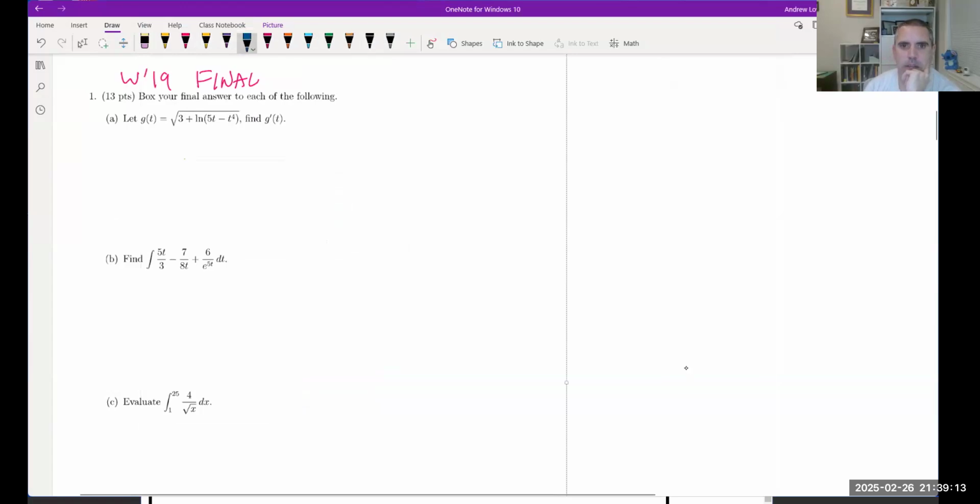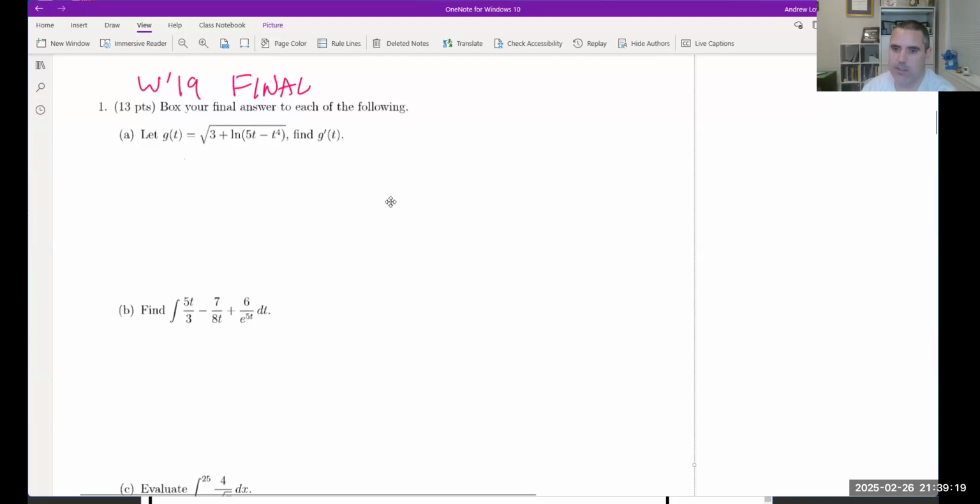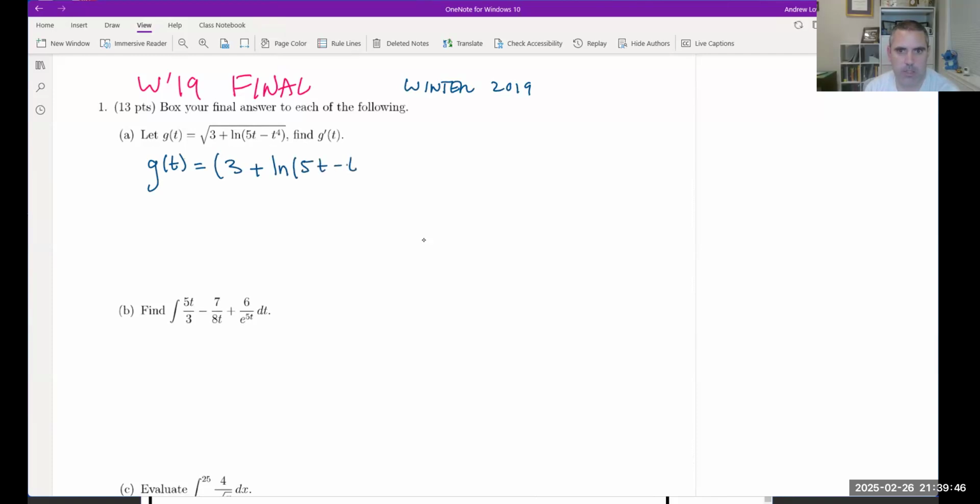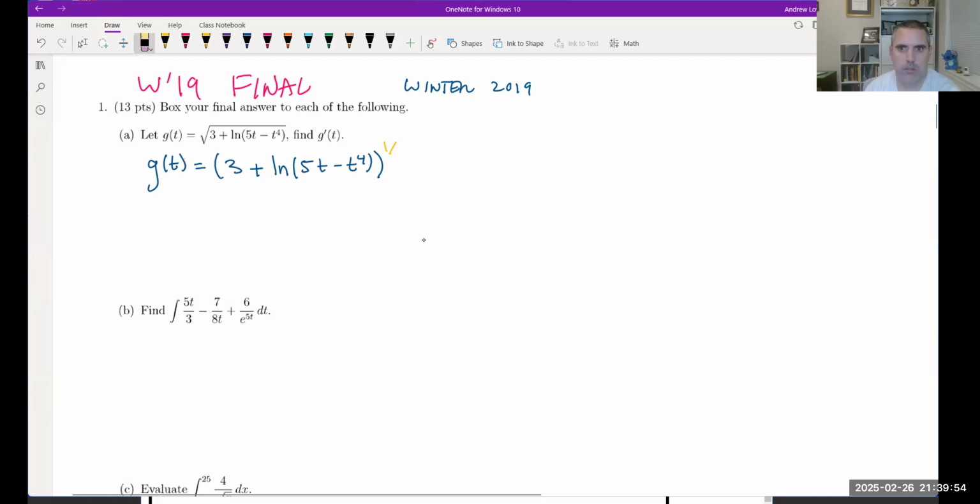So the game we need to play here, the commonality for all 3 of these, is we have to simplify first. This is the 2019 one from there. Okay, so we need to do some rewriting. The rewriting here is writing 3 plus the log of 5t minus t to the 4th, to the 1/2.